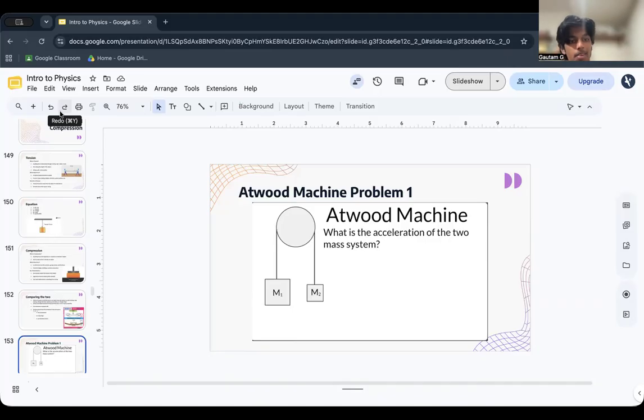Oh yeah, and I'm gonna say sorry. Just assume mass one is bigger than mass two. No, we did not talk about Atwood machines last time, Aaron.